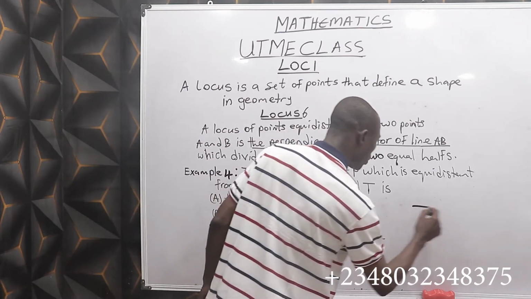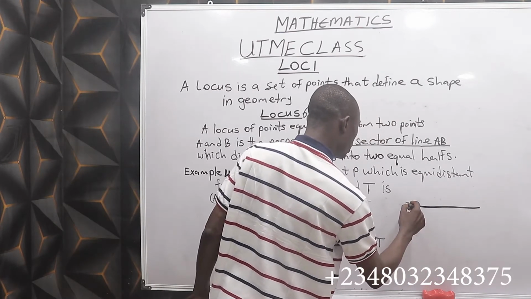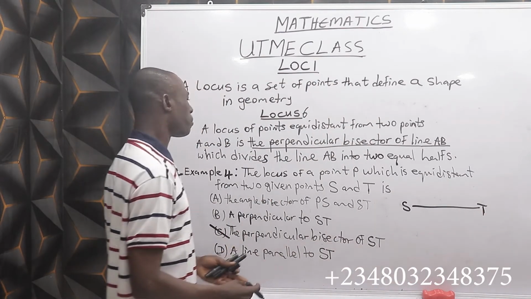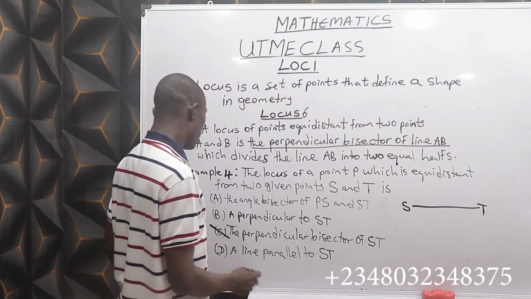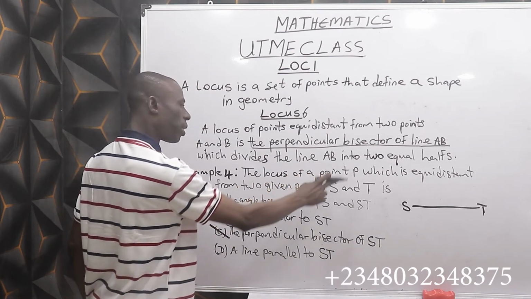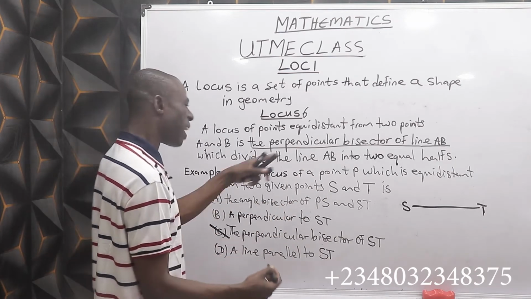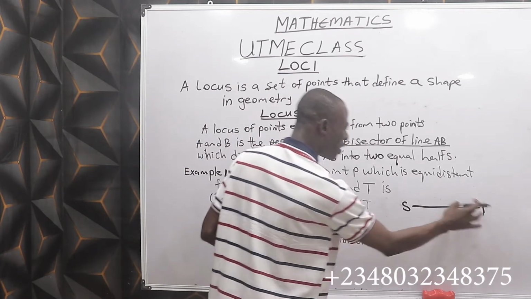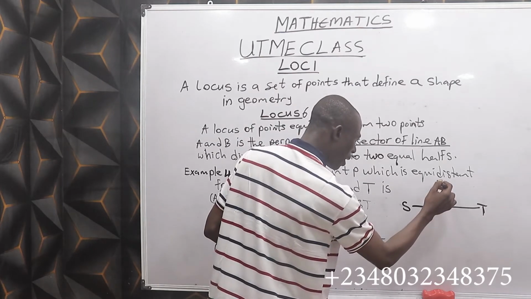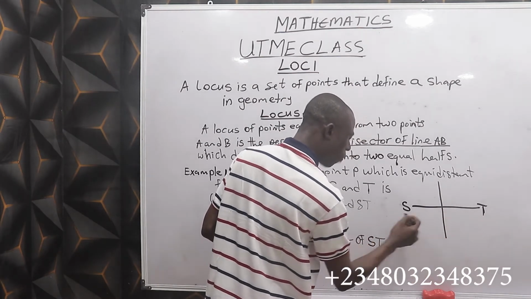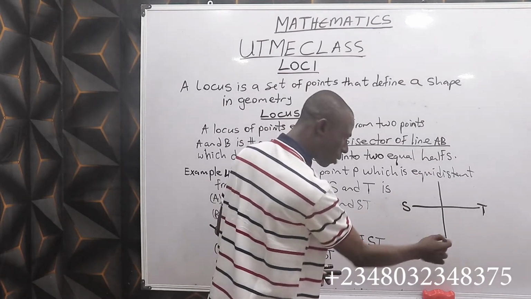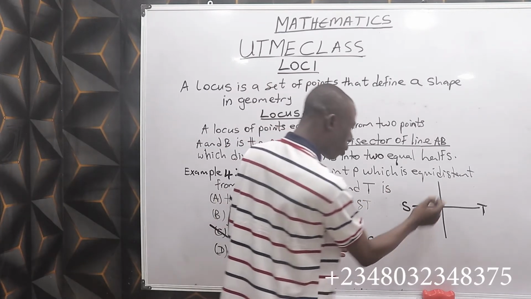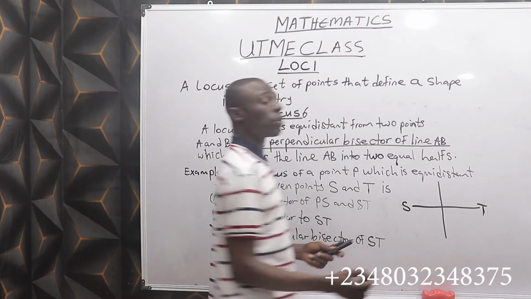Look at it. Given this line, we have S and T as the 2 points that form the line. If that is the case, the locus of a point P, which is equidistant from the 2 points S and T, that has equal distance from S and from T, will be the perpendicular bisector of the line ST, which divides ST into 2 equal halves. Do you understand? This kind of line is a perpendicular bisector of ST.